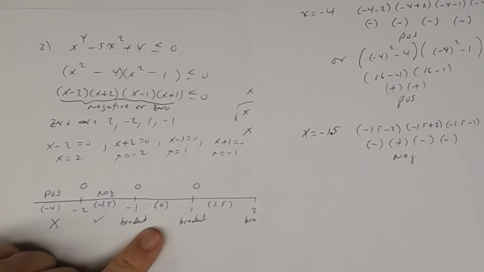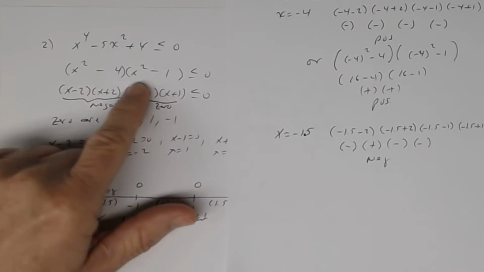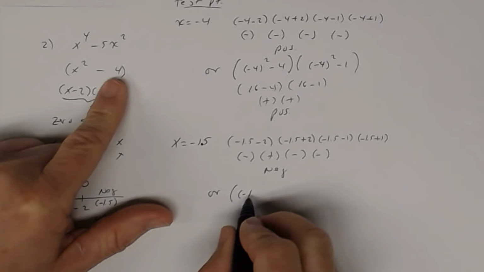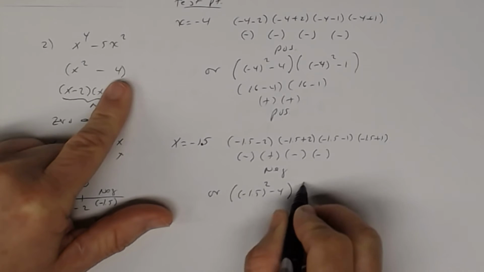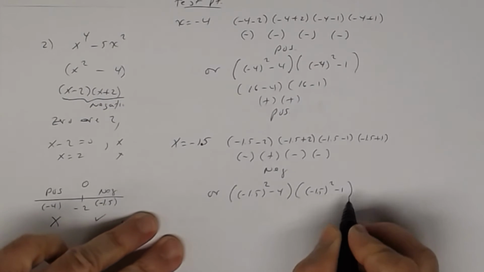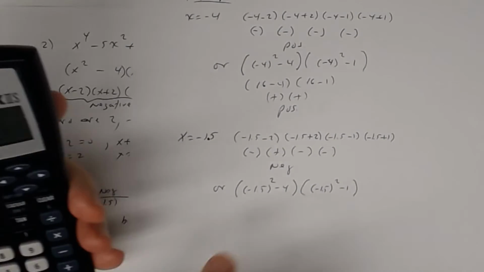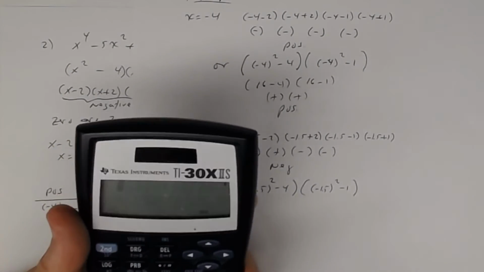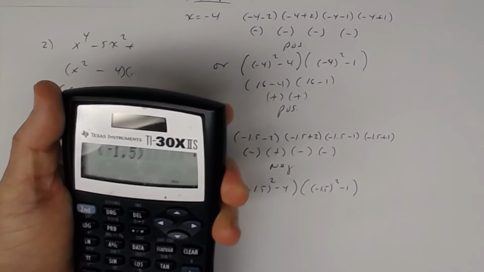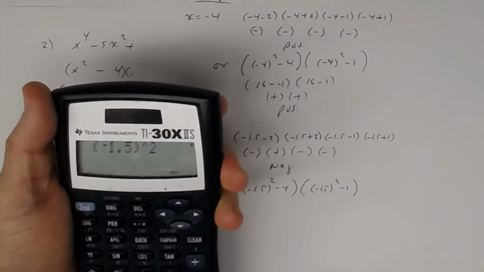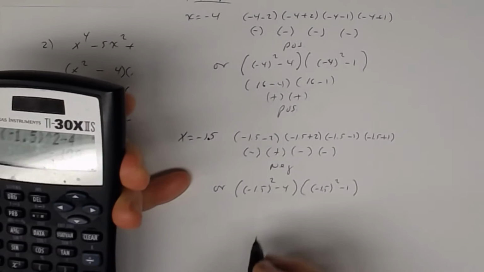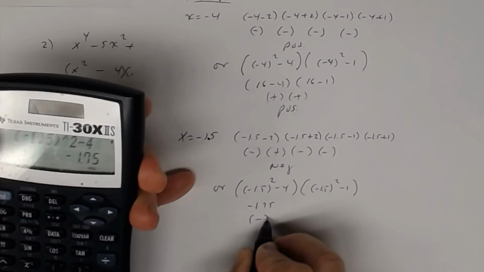Oh, and by the way, if you had used this instead, here's what you have to do, and you have to be careful. You have to say negative 1.5 squared minus 4 times negative 1.5 squared minus 1. On your calculator, you've got to put negative 1.5 in parentheses. So you say in parentheses negative 1.5, close the parentheses, square it, and then say minus 4, and you get a negative 1.75. So that's negative.